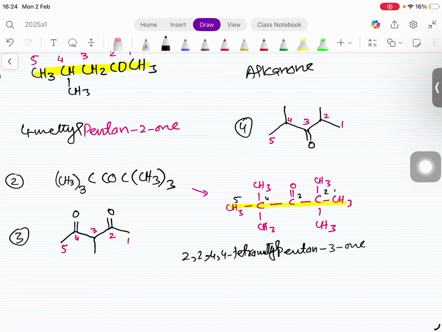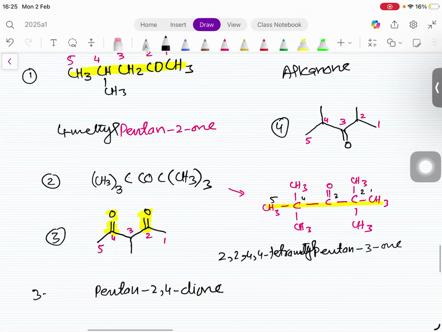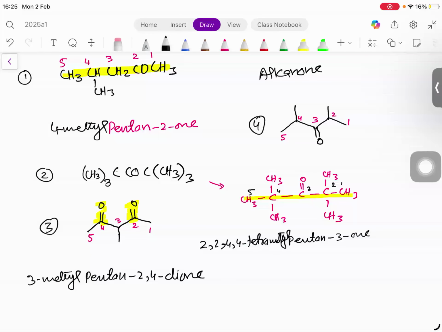Yes, it's a pentan dione. When on comes twice, we have to put di before its name. So it is pentan 2,4-dione. And there is a 3-methyl, yes. And what about number 4? Number 4? Pentan 3 on, 2,4-dimethyl.